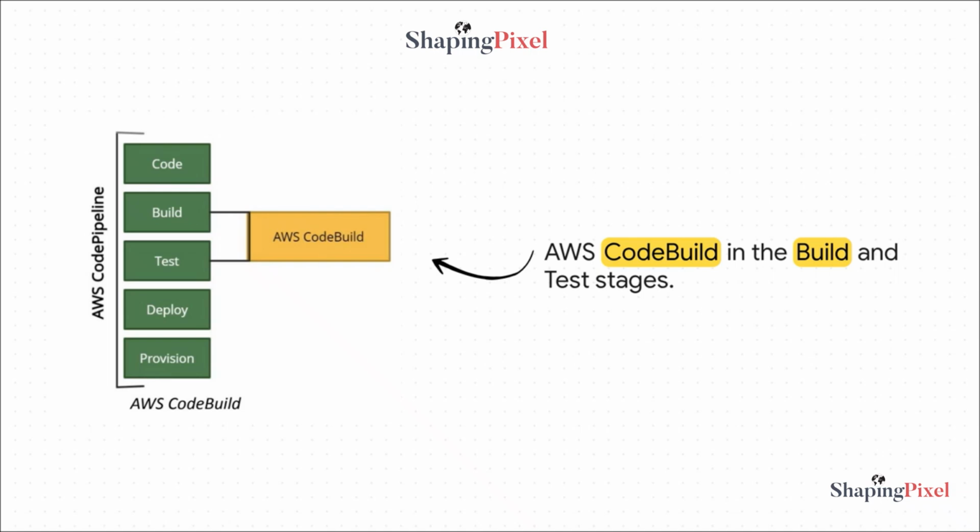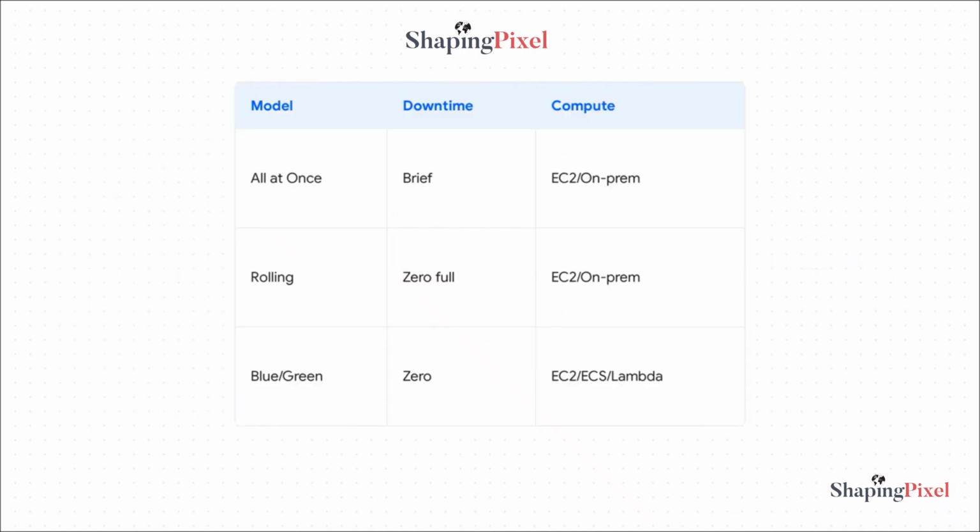And because it's fully managed, it scales automatically to process multiple builds at the same time. That means your developers are practically never stuck waiting in a queue for a build server to free up. When it is finally time to push that code, AWS CodeDeploy gives you these specific deployment models.